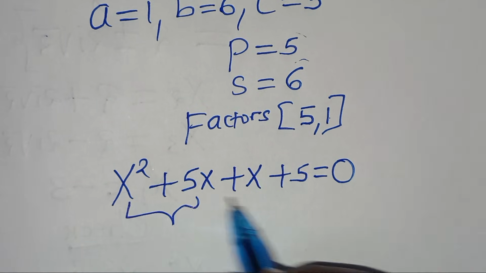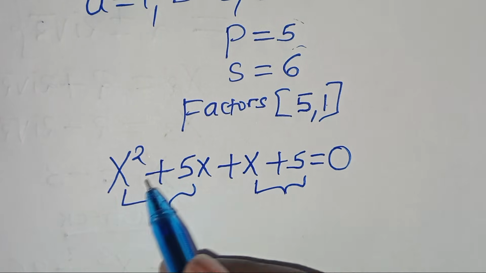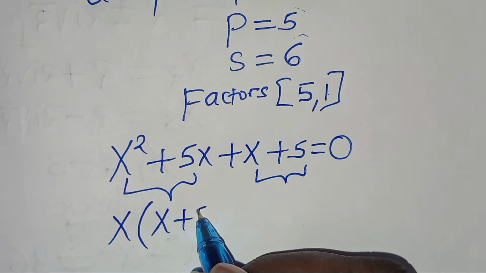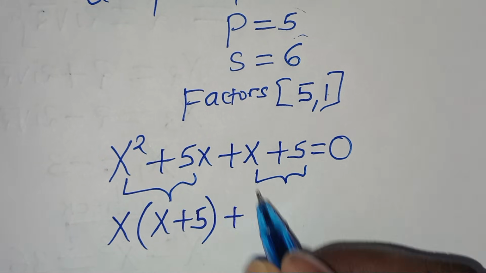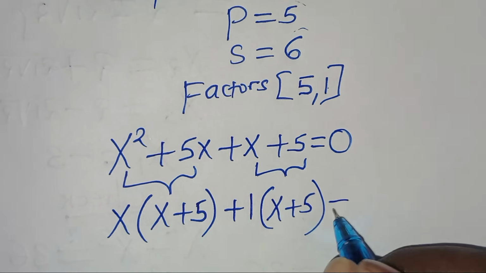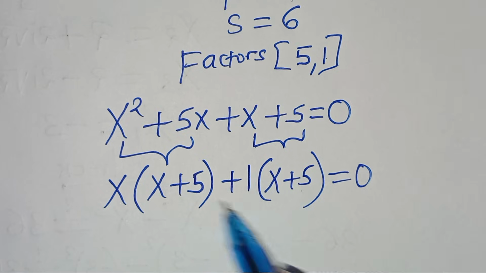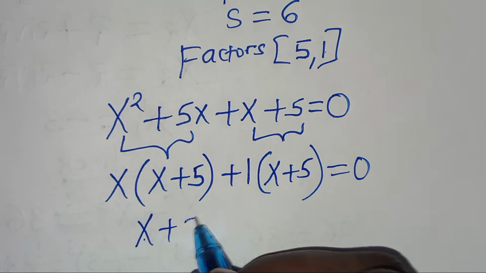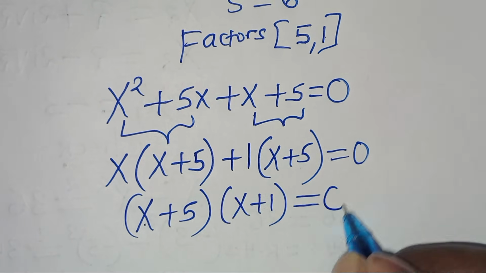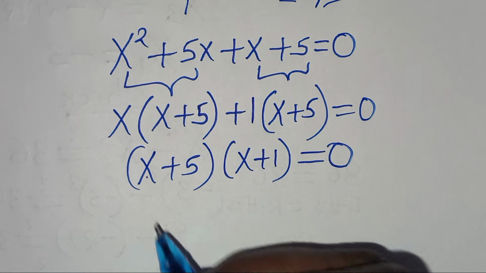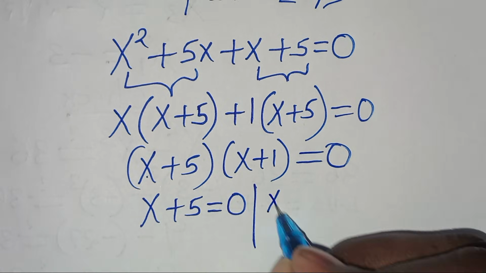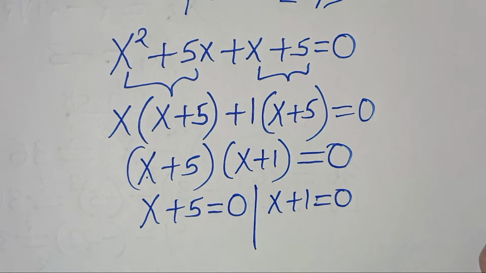So we have two parts here. From the first part, x is common, so we have x times (x plus 5). Then 1 is common here, so we factor out 1, and this is x plus 5, equal to 0. Since x plus 5 is common, we have (x plus 5) multiplied by (x plus 1) equal to 0. So we have x plus 5 equal to 0, then x plus 1 equal to 0.